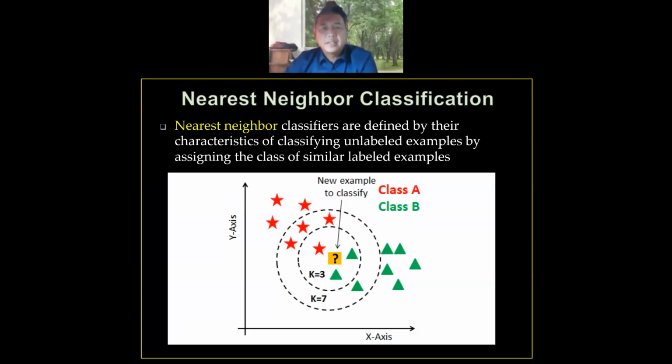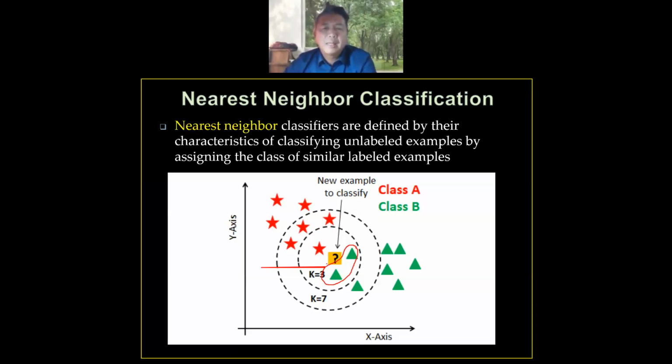Okay, so like I mentioned just now, we will look at the nearest neighbor. So what is nearest neighbor? Nearest neighbor classifiers are defined by their characteristic of classifying unlabeled examples by assigning the class of similar labeled examples. So for example, like this, if k equal to 3, the majority will be the green triangle. But if we take k equal to 7, which means the 7 nearest neighbors, the majority will be the red star.